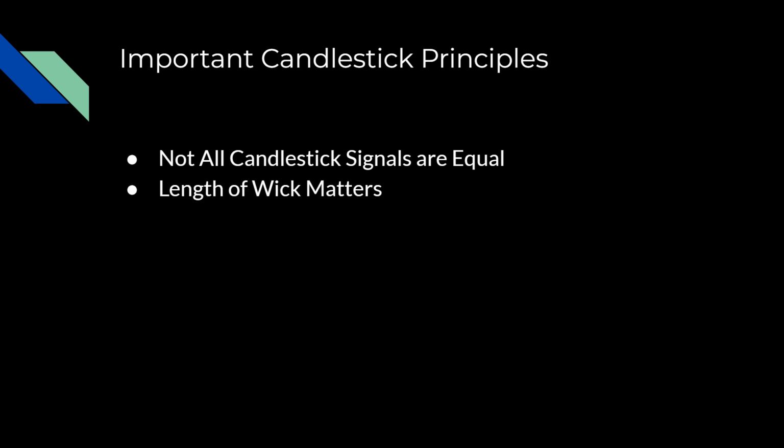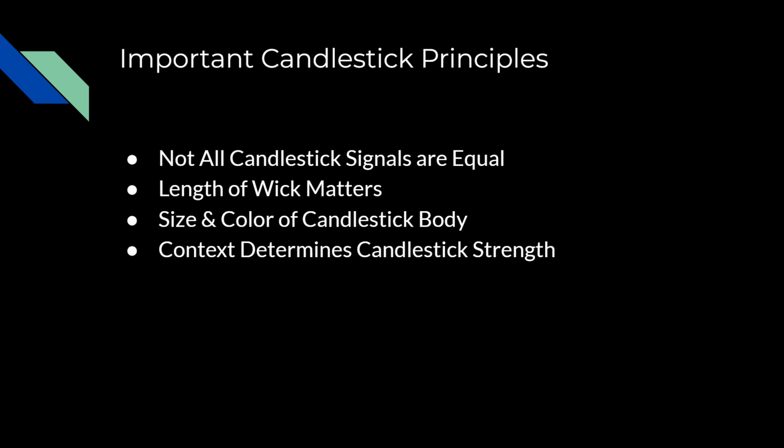Let's move on to some important candlestick principles. Not all candlestick signals are equal. They may look the same. However, depending on the context, one pattern may be stronger than the other. The length of the candlestick's wick matters. For some candlestick patterns, you need to take note of the size and color of the candle's body. Context determines candlestick pattern strength. We have to use other confirmations to spot false signals. One cannot rely on candlestick patterns alone for trading.